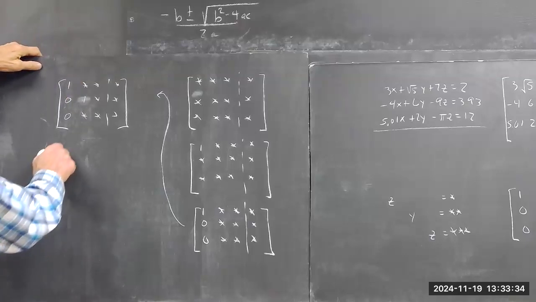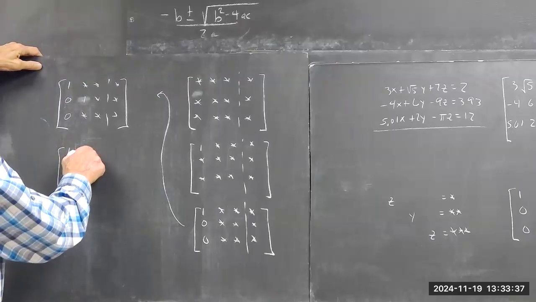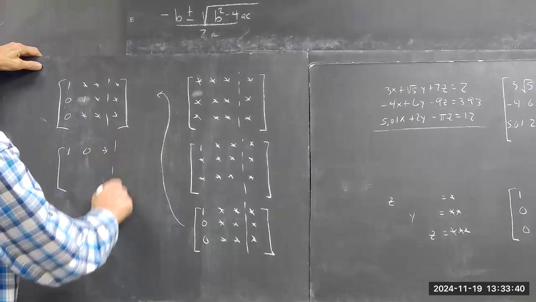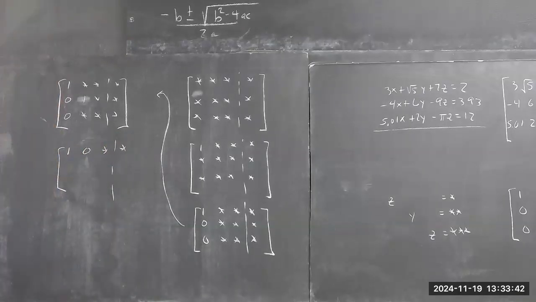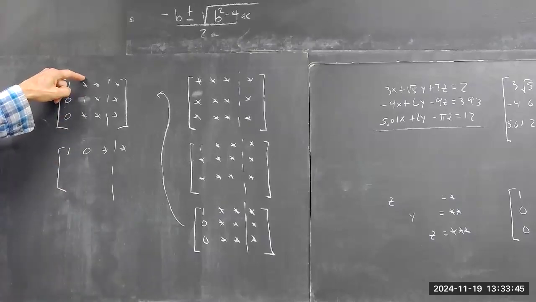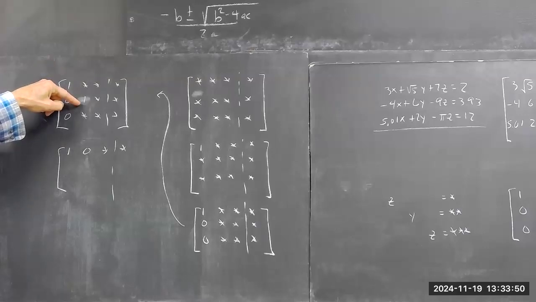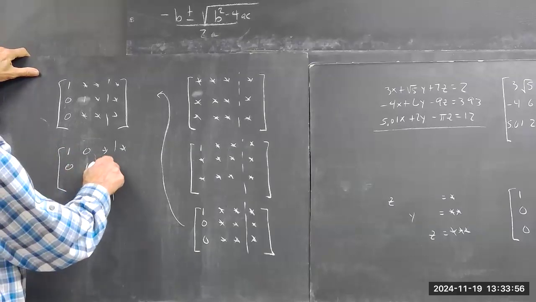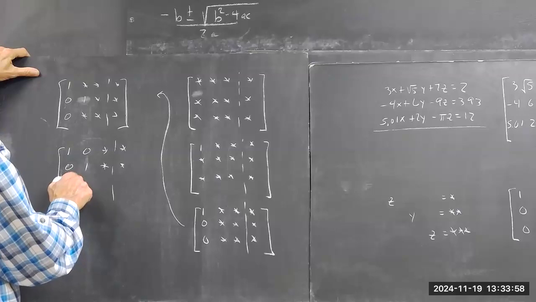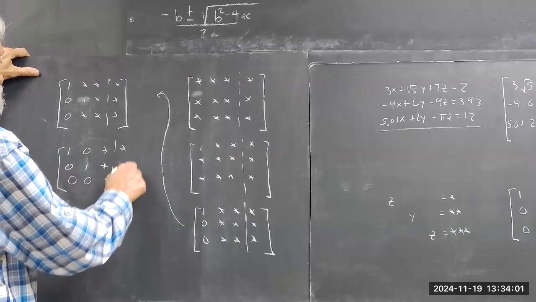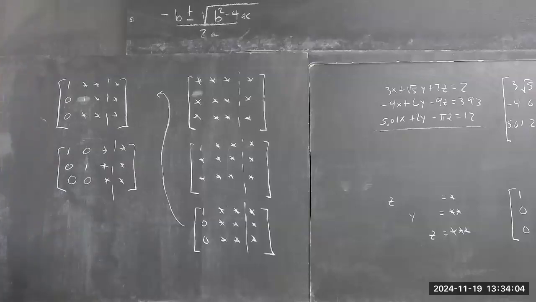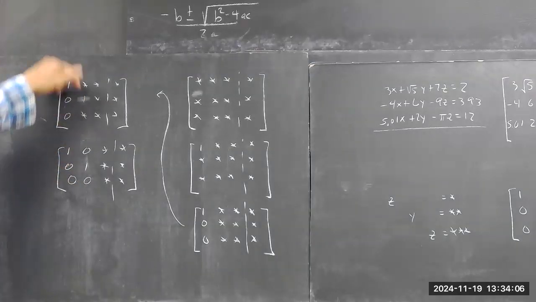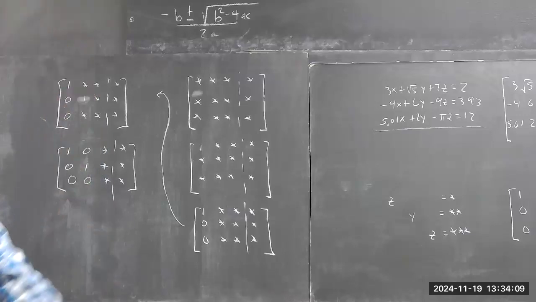Then, now that you got a 1 here, it's really easy. You get a 0 here, isn't it? Whatever number's here, I add minus that number times this row to this row, and I get a 0. And I'm going to have 0, 1, asterisk, asterisk. And I'm going to have 0, 0, asterisk, asterisk. Because anytime I've got a 1 in a column, I can wipe out everything else in that column.